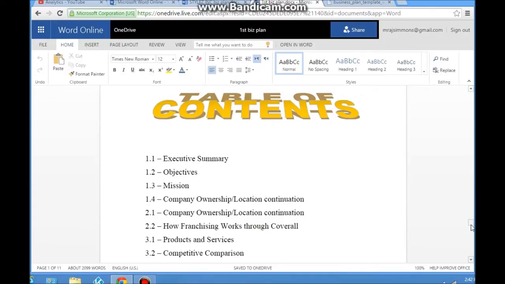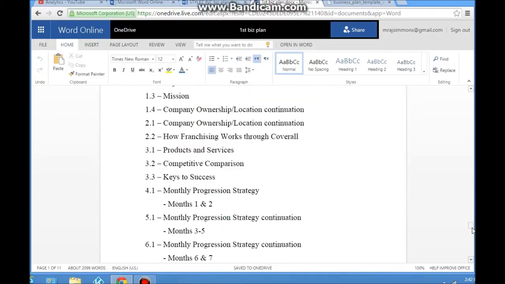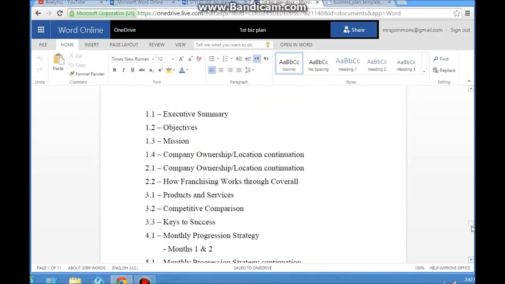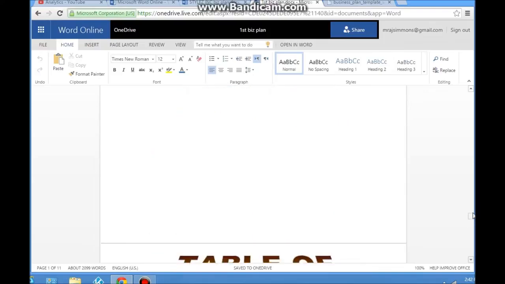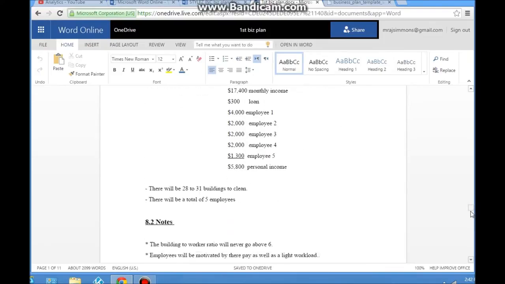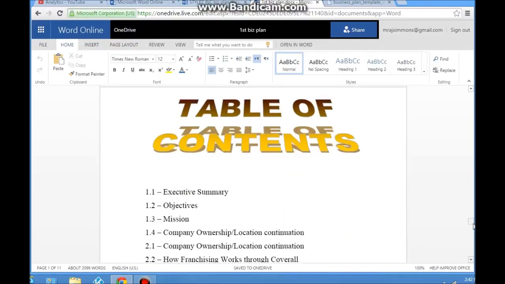But the reason why the table of contents is at the bottom is because you can't create a table of contents before you write the plan, because you don't know where everything is going to be. You know what I mean? You've got page breaks when you're typing and you don't know where everything is going to end up. So that's why you do your table of contents last.